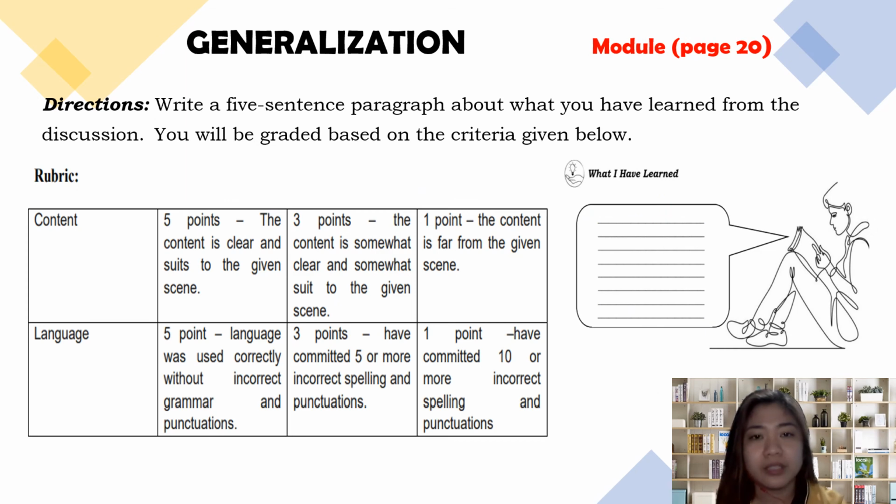For the generalization part, still in your module, page 20, the direction: give a 5-sentence paragraph about what you have learned from the discussion. Again, you will be graded based on the criteria given below.